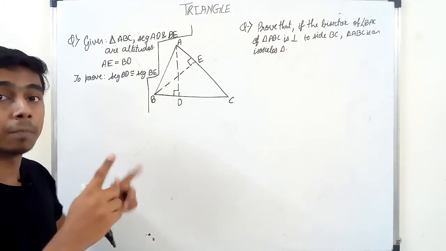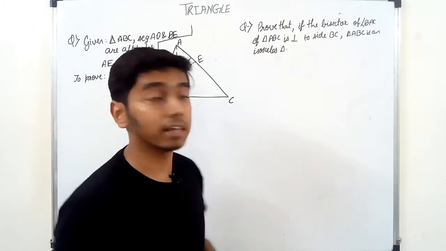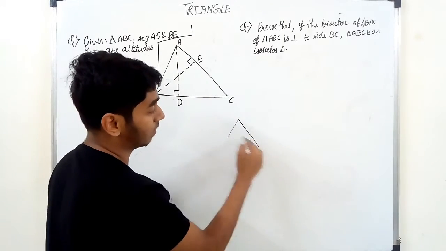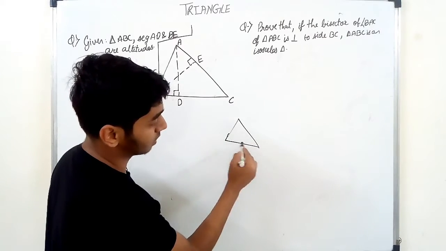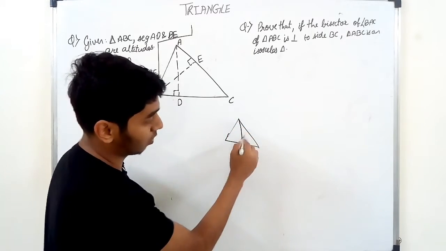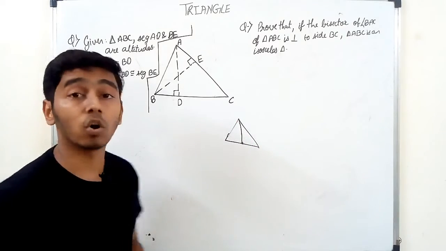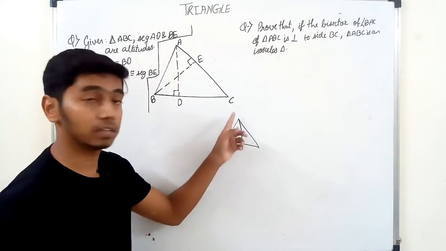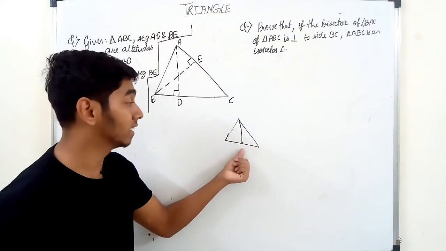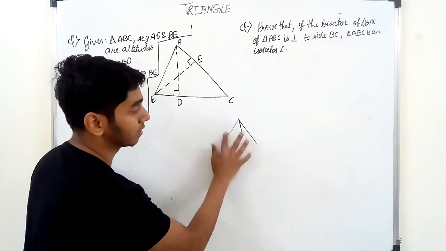Okay, so if you remember, we had done median also. If you remember, what is a median? A median is if you have a triangle and if you take a midpoint of this side, and when you draw a line from the opposite vertex, then this line is called a median. Okay, so median is from a vertex to the opposite side but at the midpoint of the opposite side. So that's about median.